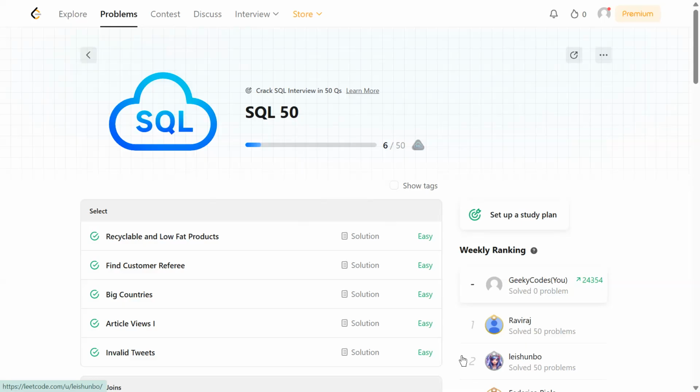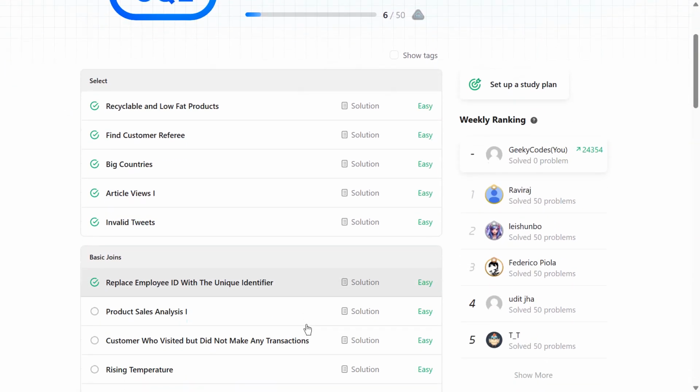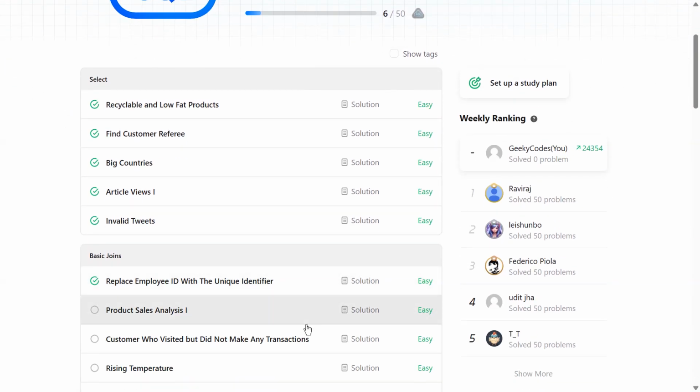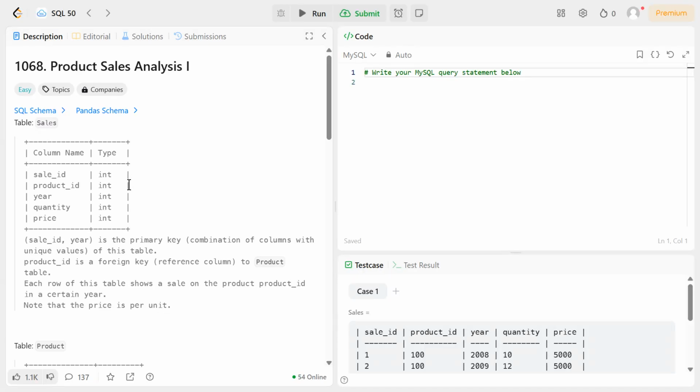Today in this series of SQL 50 day challenge, we are going to solve the seventh problem in the series. The seventh problem in this series is product sales analysis. Let's see what this problem is about. This is problem 1068 of the LeetCode series.